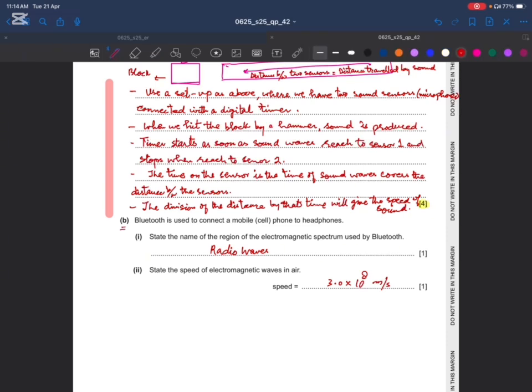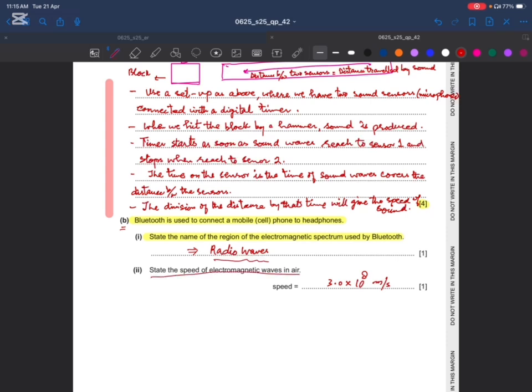Part B, Bluetooth is used to connect a mobile phone and a cell phone to headphones. State the name of the region of the electromagnetic spectrum used by Bluetooth. Here they are asking about the use of different electromagnetic rays or waves or spectrum. So here, Bluetooth is using radio waves. So we are writing here the answer, radio waves. Simple.